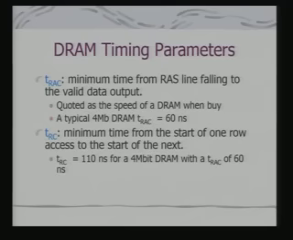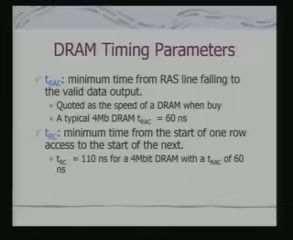Now, let us look at DRAM timing parameters. Obviously, these timing parameters would be related to the RAS and CAS signals. TRAC is the minimum time from the RAS line falling to the valid data output. It is quoted as the speed of a DRAM when you buy. A typical 4 Mbit DRAM TRAC could be 60 nanoseconds.